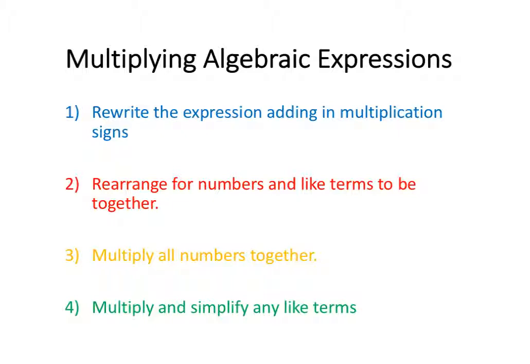So there are 4 steps that are going to help us to multiply algebraic expressions. The first one is to rewrite the expression, adding in any multiplication signs between coefficient and variables. The second is to rearrange the numbers and the like terms to be together in my expression. The third step is to multiply all my numbers together. And the fourth step is to multiply and simplify any like terms. So let's have a look at some examples of how we can apply these 4 steps.